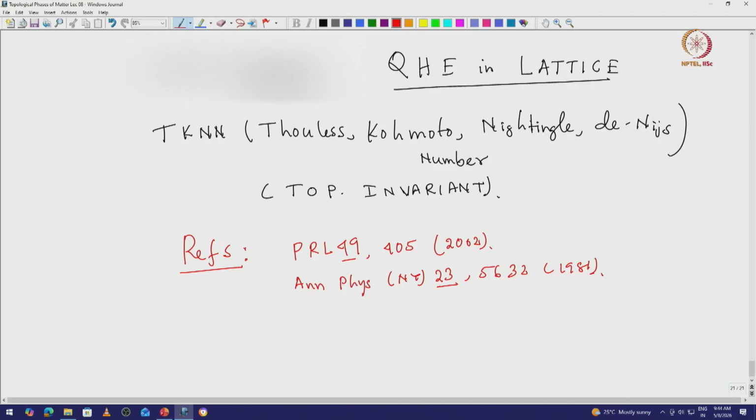And that quantization we showed is connected to the flux quantization that we studied in the first lecture of this chapter, which was the Aharonov-Bohm effect. That flux quantization led to charge pumping, the Laughlin charge pumping, and from today we will study the same problem, but in a lattice, quantum Hall effect in a lattice.